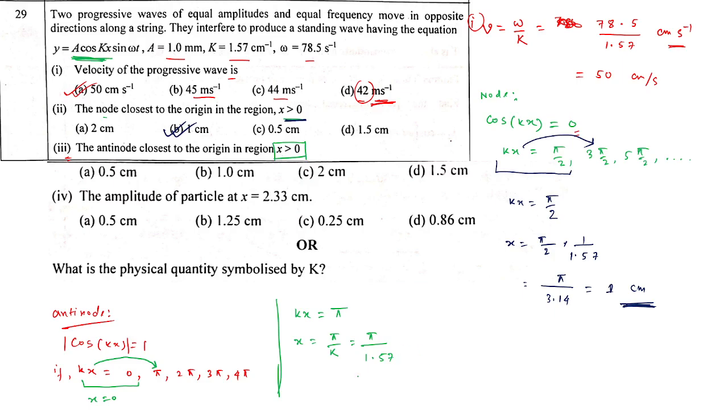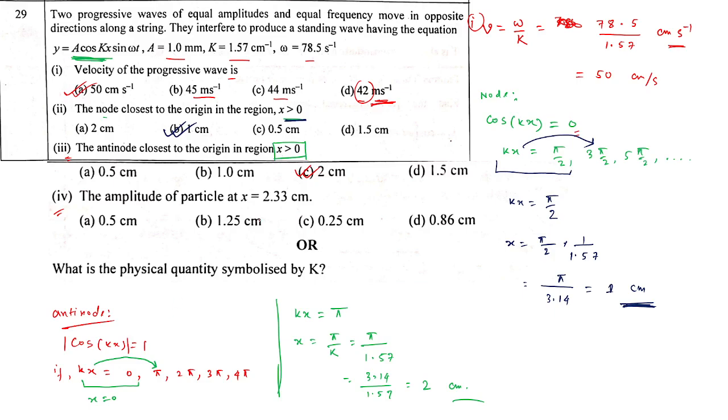1.57, and the value of pi is 3.14. So 3.14 divided by 1.57 will give 2 centimeter. So our correct answer will be which one? 2 centimeter, option C. Okay, now let's move to question number 4.